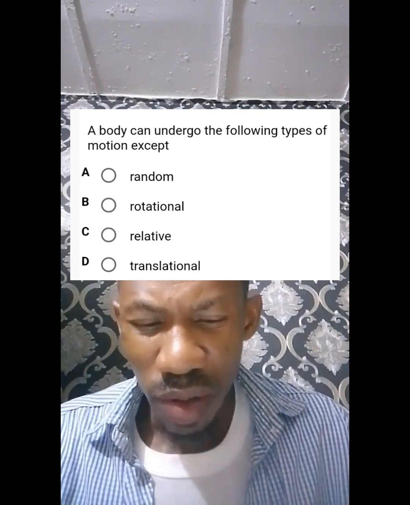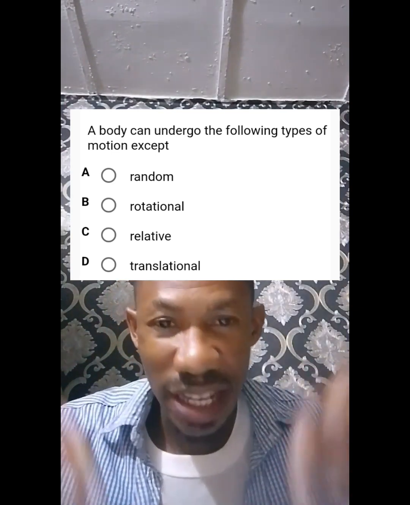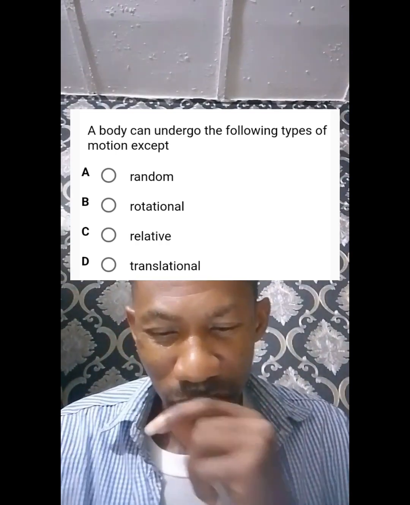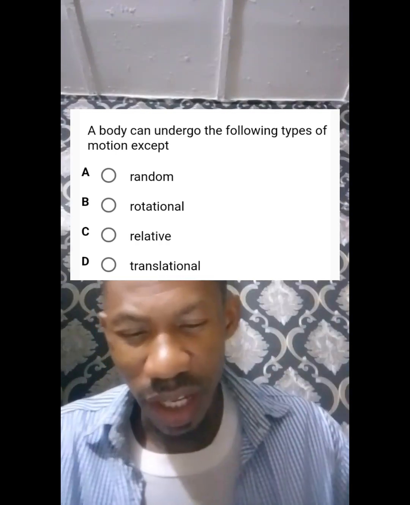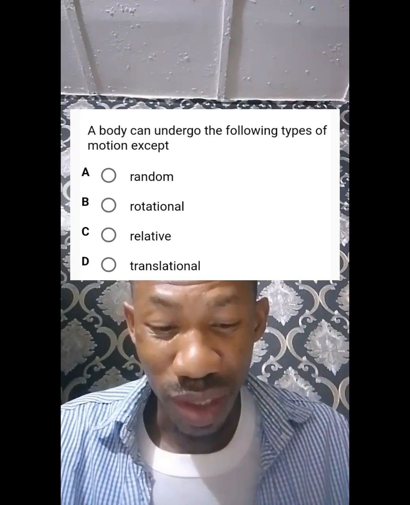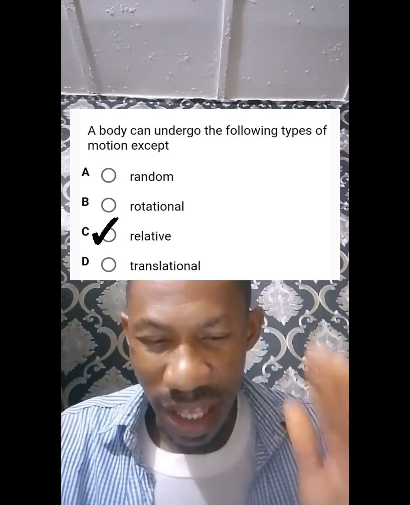Number 3. A body can undergo the following types of motion except dash. I categorically said this in that video, so please go and watch it if you have not. A, random. B, rotational. C, relative. And D, translational. Without even blinking too much, the answer here is relative. It is not a type of motion.